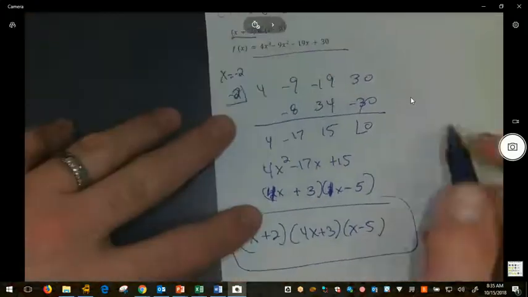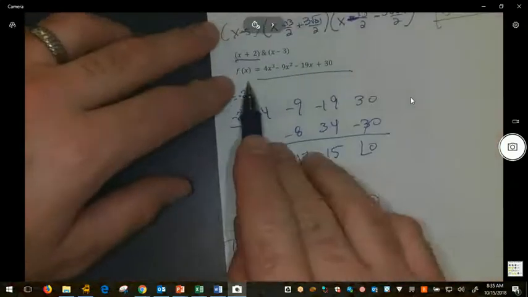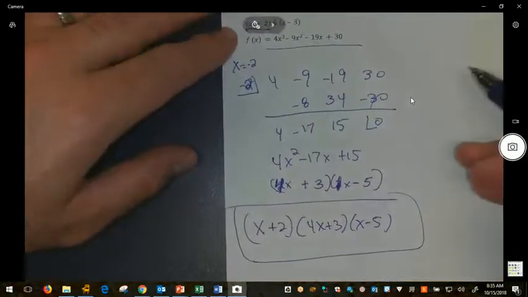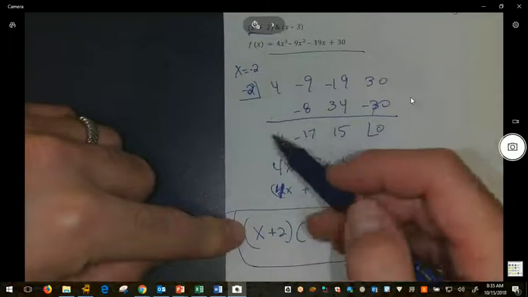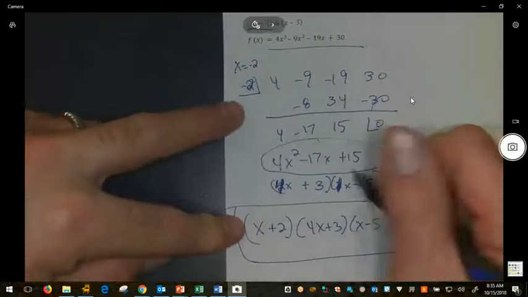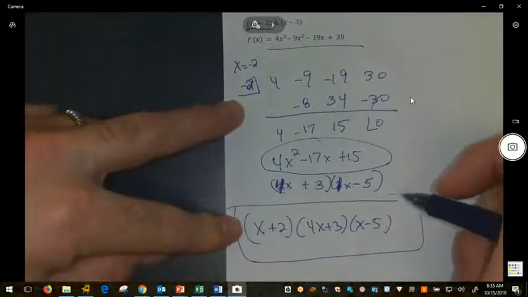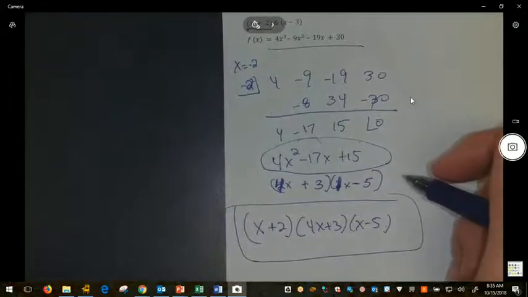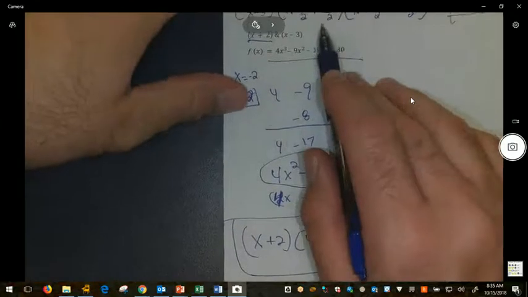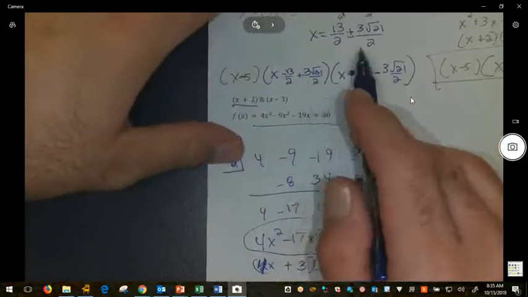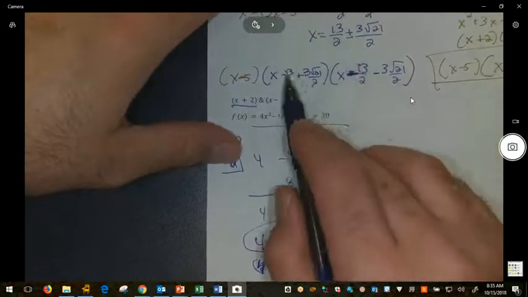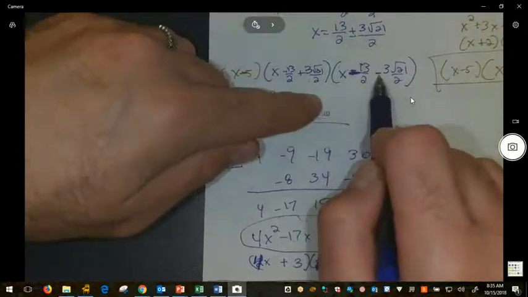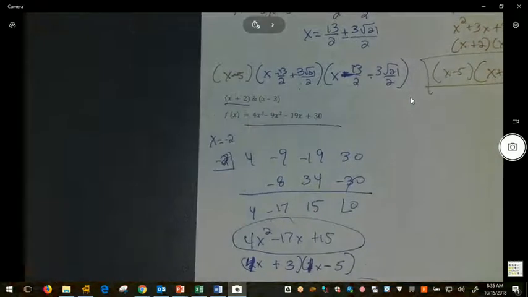We've completely factored this polynomial by determining which one of these was a factor, putting that as one of the factors, and then factoring the remaining quadratic. In the first example, it was not factorable, so we did do the quadratic formula to find the irrational factors. That's a little frustrating. You're going to subtract 13 halves from both sides, then subtract this value for one of them and add it for the other one, so you still get all of your factors.